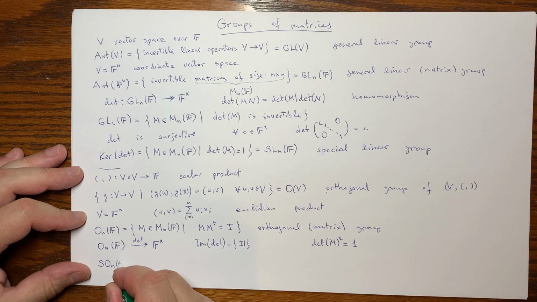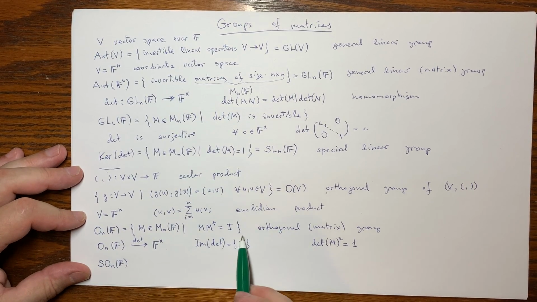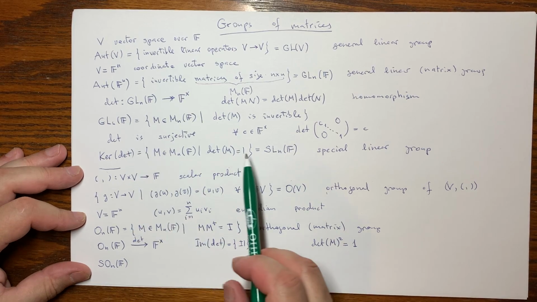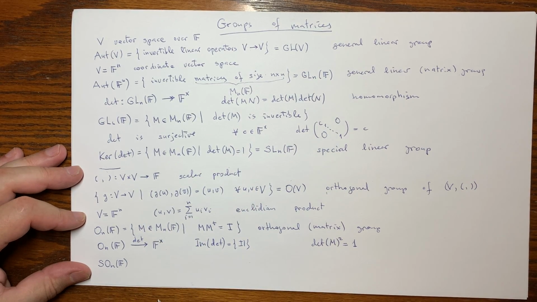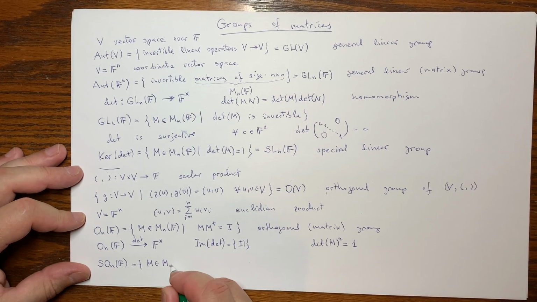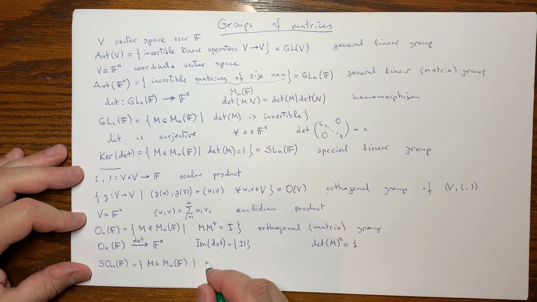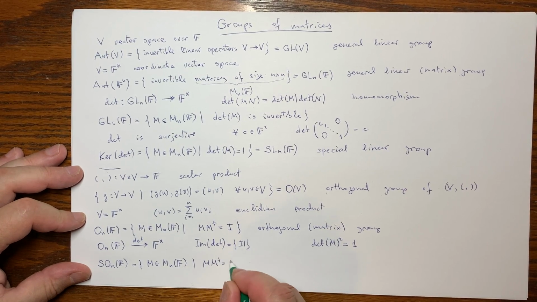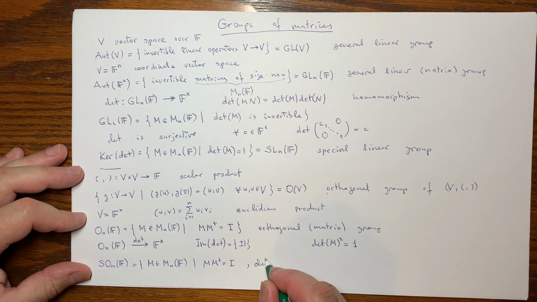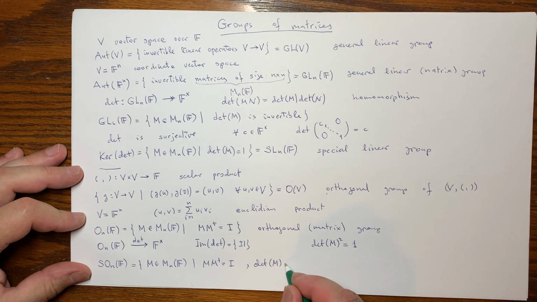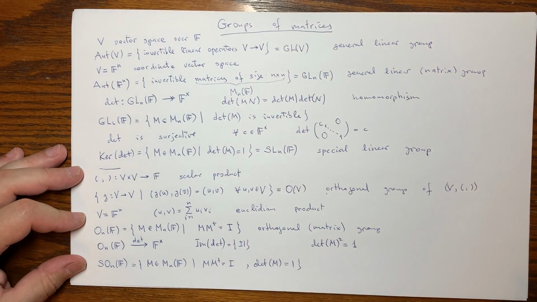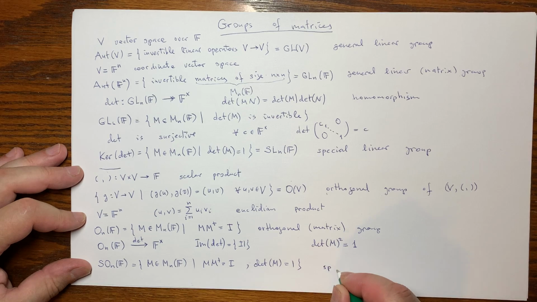So finally, the special orthogonal group will be just the subgroup of the orthogonal group, or the subgroup of the special linear group, which will be defined by the pair of conditions, this time orthogonality plus the condition that the determinant is 1. So that will be orientation preserving maps if the field of coefficients is real numbers. In general, this is just called the special orthogonal group.